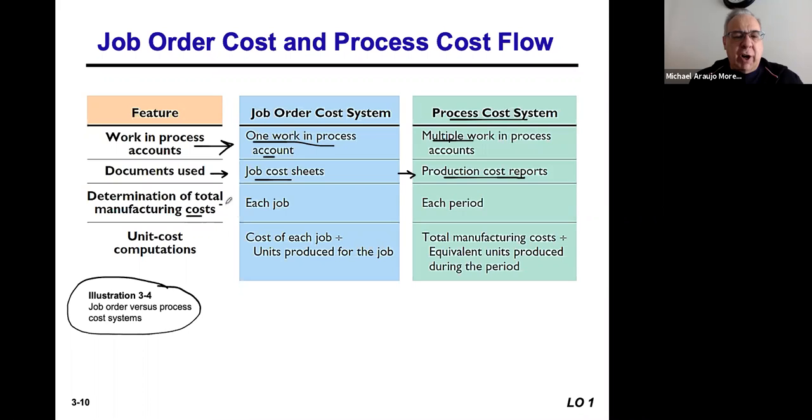We determine all the costs for each job in the job order system. In this chapter, we're going to look at costs on a period basis. Okay. And then when you look at the unit costs for a job order system, the cost of each job divided by the units produced for that particular job, that's the cost basis here. But in the process costs basis system, it's the total manufacturing costs divided by what we call equivalent units produced. So you're going to be learning about what that means later in the chapter as well.